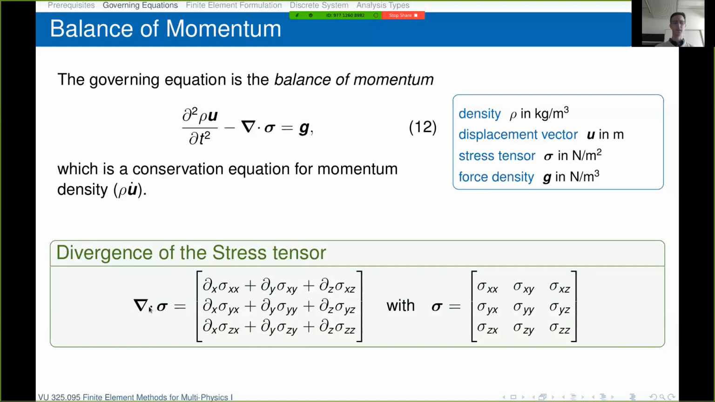This is visible since we do an inner product. So the stress tensor, which is rank 2, multiplied with something, with a vector rank 1, and we have an inner product, gives us a sum over one dimension. So we obtain a vector again.